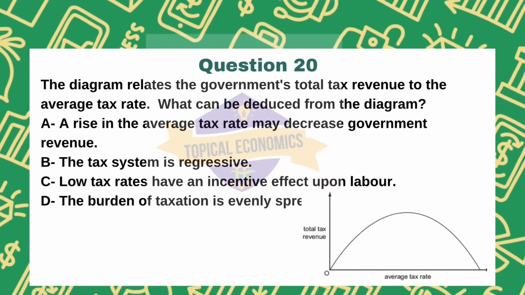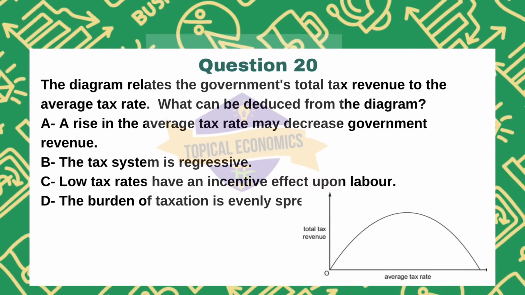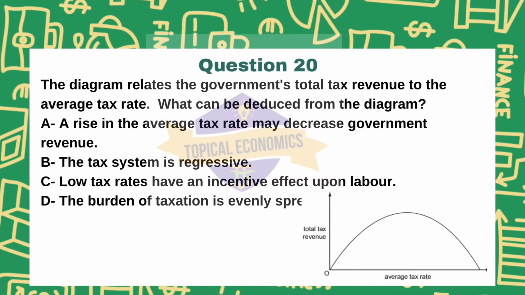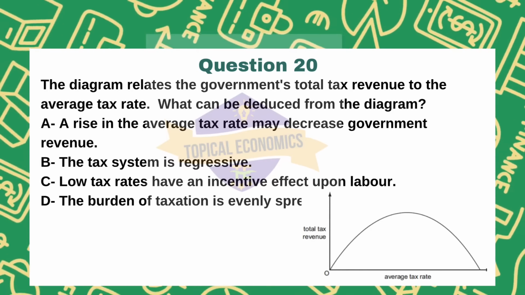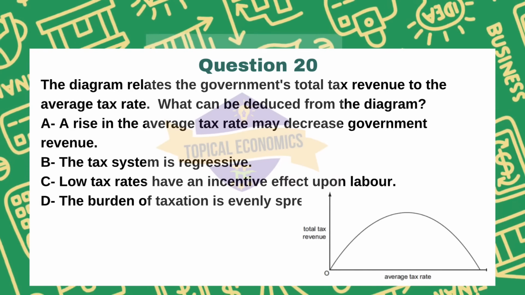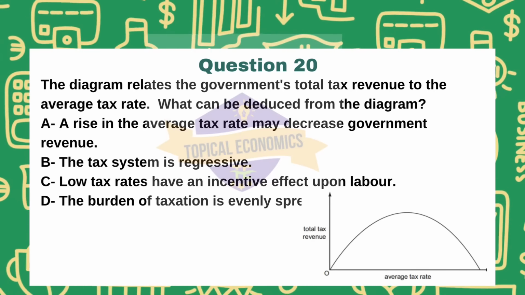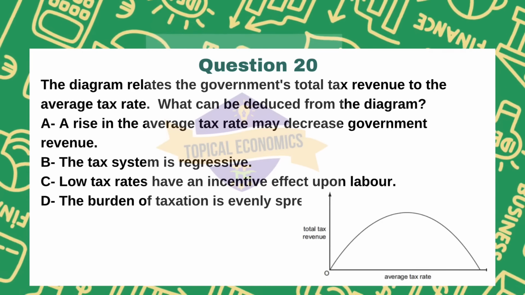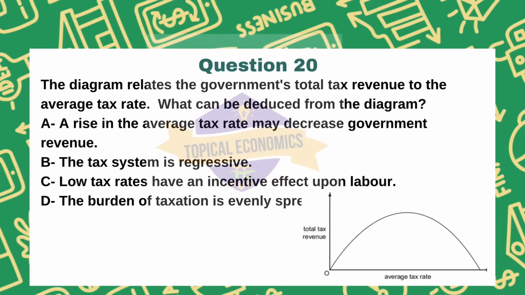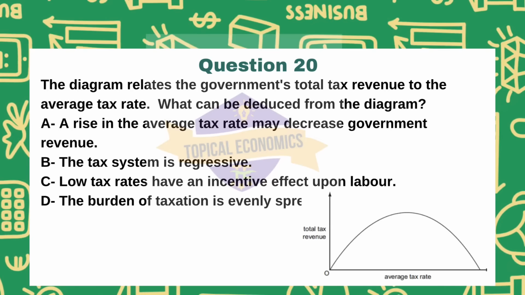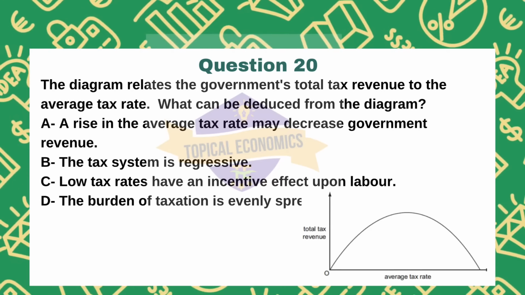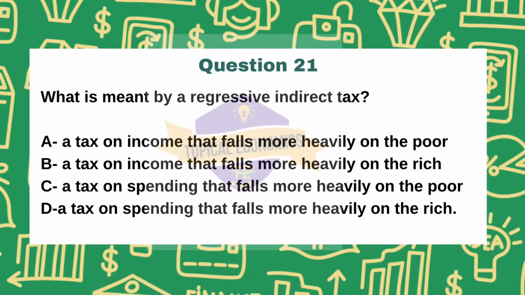The diagram relates the government's total tax revenue to the average tax rate. What can be deduced from the diagram? A. A rise in the average tax rate may decrease government revenue. B. The tax system is regressive. C. Low tax rates have an incentive effect upon labor. D. The burden of taxation is evenly spread. The correct answer for this question is option A. A rise in the average tax may decrease government revenue because when the tax rate becomes high, many people would try to evade it. Moving to question number 21.